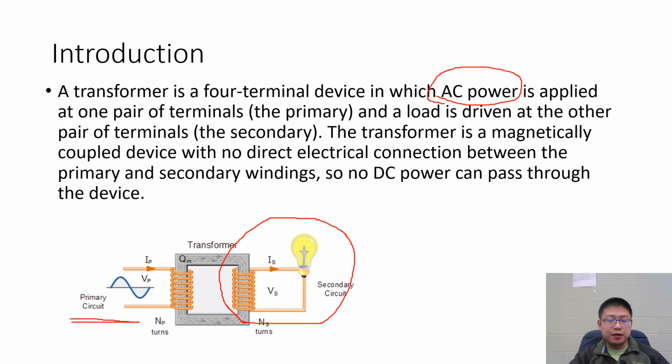During the lab, some students connect the primary side with a DC voltage source. This might damage the transformer. So remember, it only works in AC circuit. So in our lab, we will use the function generator to provide a sine wave as the input on the primary side.